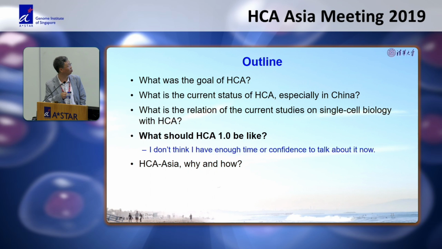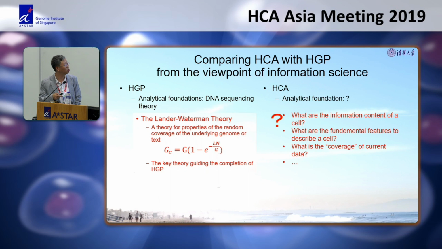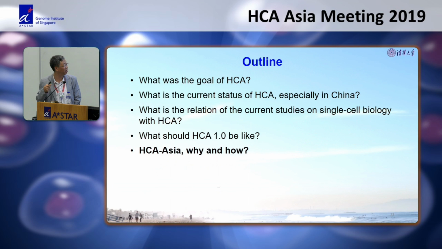This is the most important question. But I think one minute is okay for that. Remember in the HGP, before it was completed, there were some announcements that we have completed, let's say, 99% of the genome. But now when we talk about HCA 1.0, what is the percentage? There's no theory that tells or predicts how far we are. So there are some theoretical studies needed.